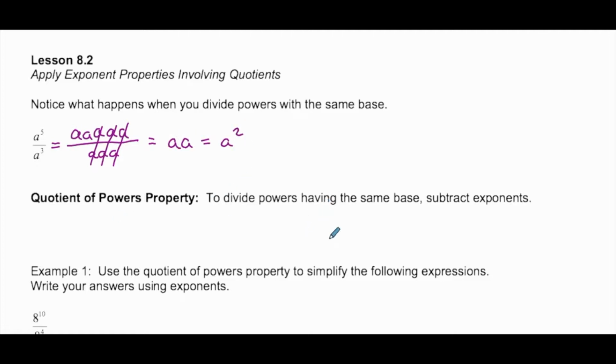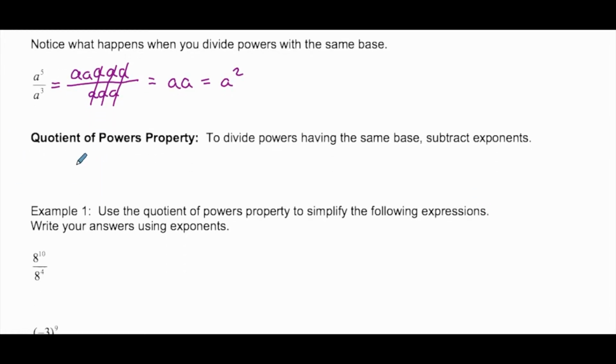So when you divide powers having the same base, you subtract the exponents. Like, A to the m divided by A to the n is A to the m minus n.